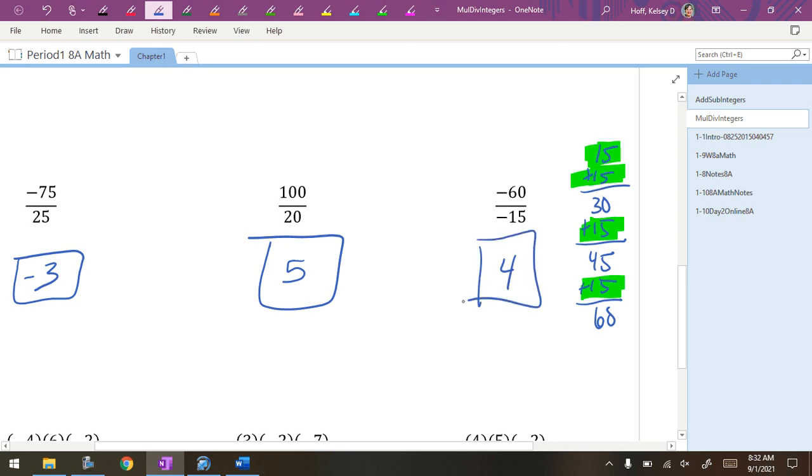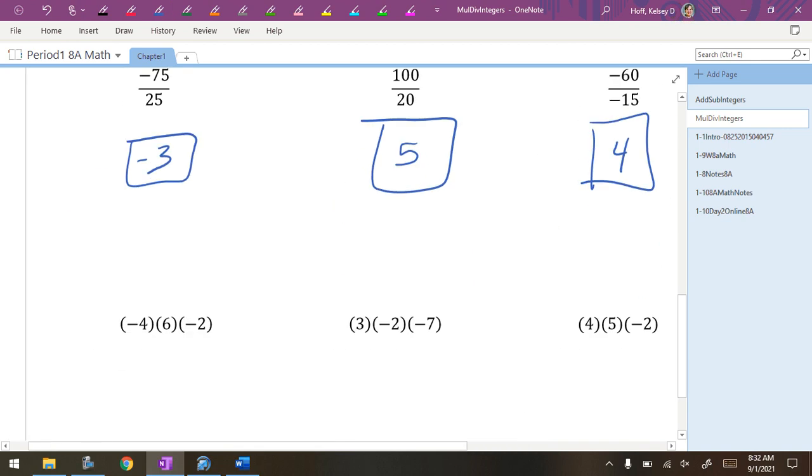Positive 4. There is absolutely nothing wrong with adding to what you need to get. Nothing wrong with that. You're going to get a calculator eventually, but I want to work on some of these integer rules first. Okay? All right, so let's switch it to some multiplication.